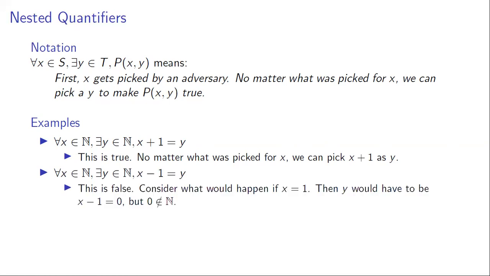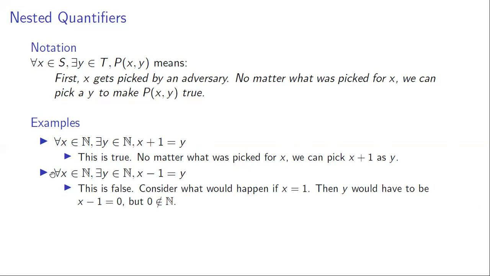Is this true? This is false. Why? Consider what would happen if x is equal to 1. Suppose the adversary is smart. The adversary goes ahead and picks 1. Now, if we want to pick y to make it so that x minus 1 is equal to y, we would have to pick 0 as y, right? x minus 1 would have to be y.